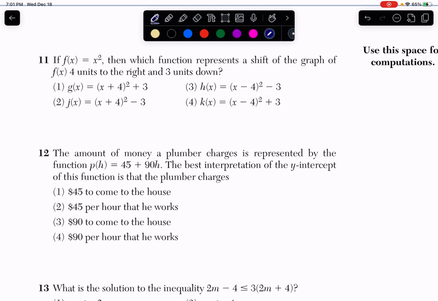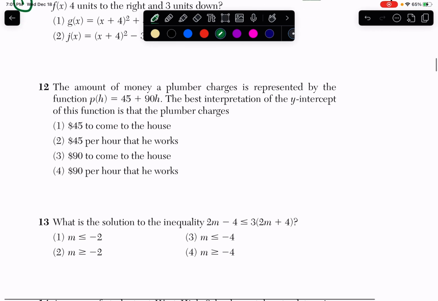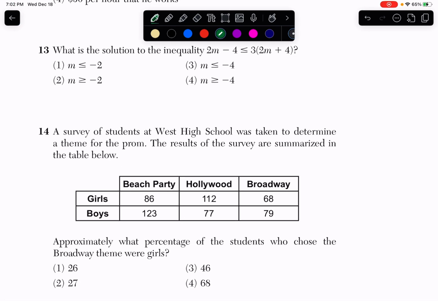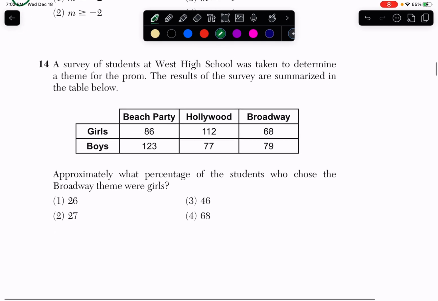Number 11, we have a function equation, and they're asking me about the graph. So I know how to graph. I'm going to call that category 1. Number 12, the amount of money, I have a linear function, and they're asking me to interpret it. That sounds like Unit 2. Number 13, that's Unit 2.